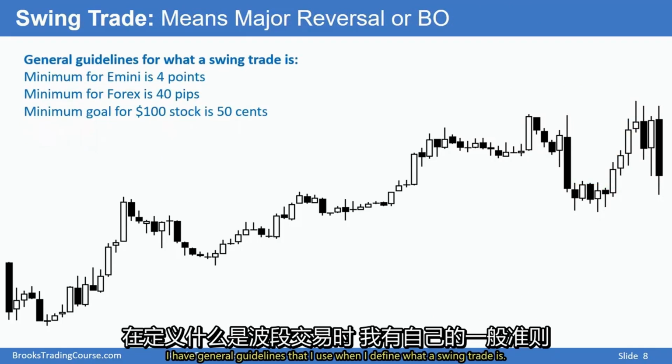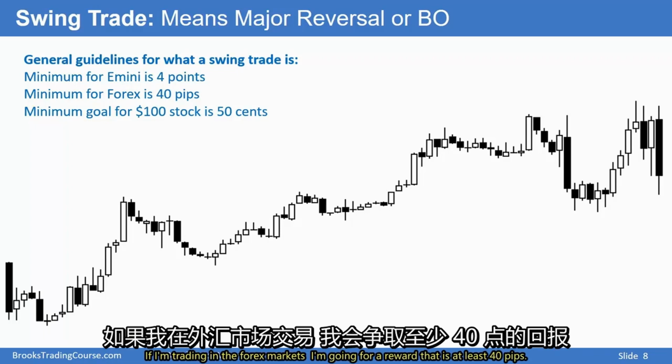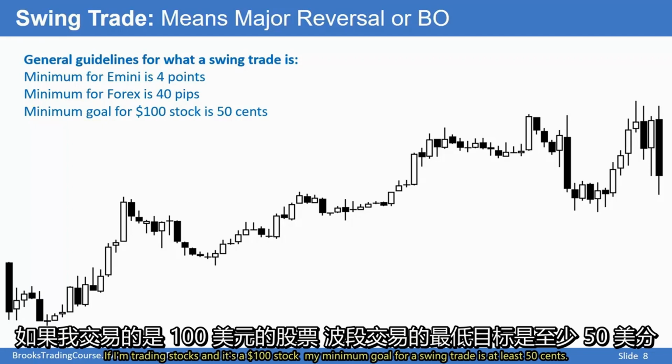I have general guidelines that I use when I define what a swing trade is. For example, in the E-mini, if I'm swing trading, I'm going for a reward that is at least 4 points. If I'm trading in the Forex markets, I'm going for a reward that is at least 40 pips. If I'm trading stocks and it's a $100 stock, my minimum goal for a swing trade is at least 50 cents.